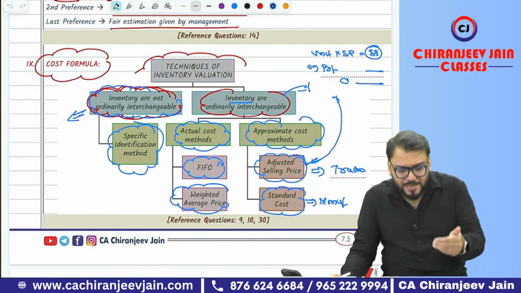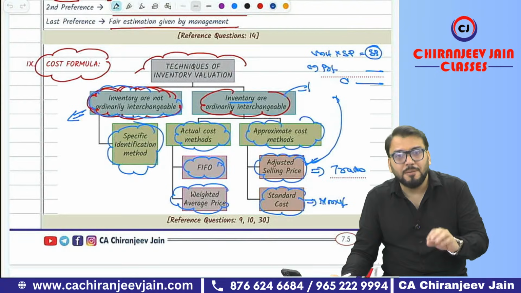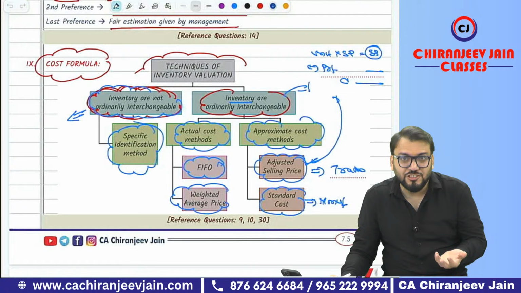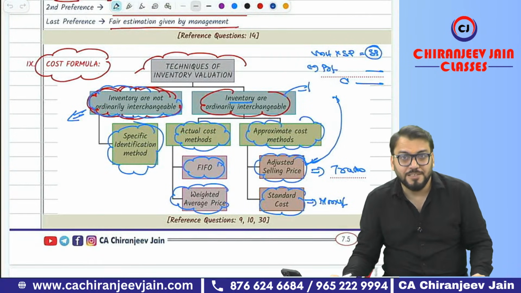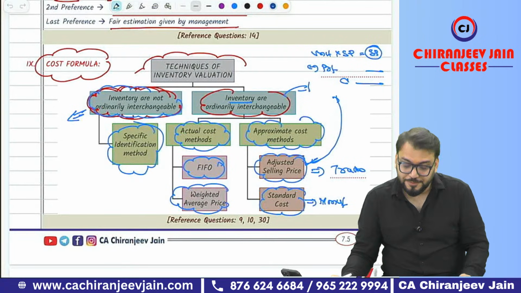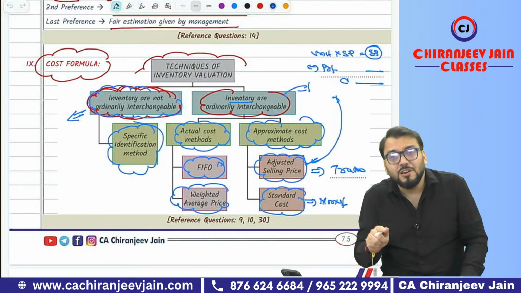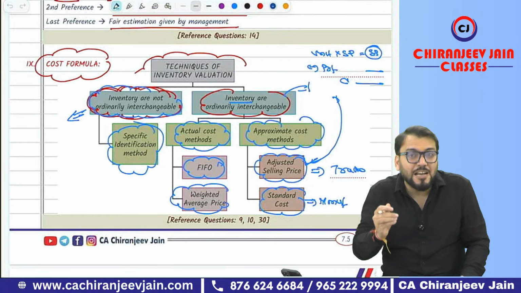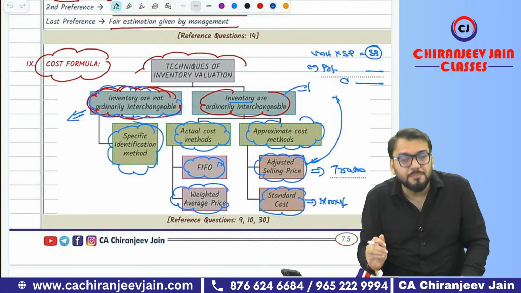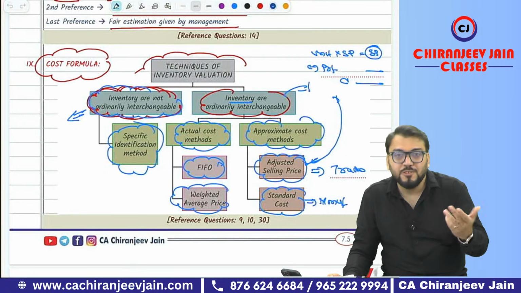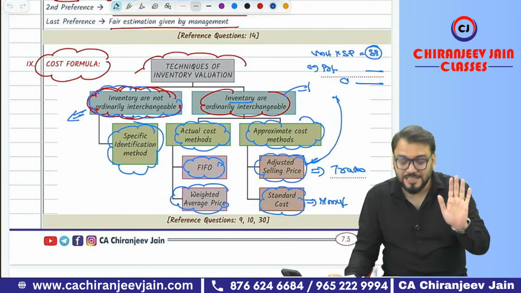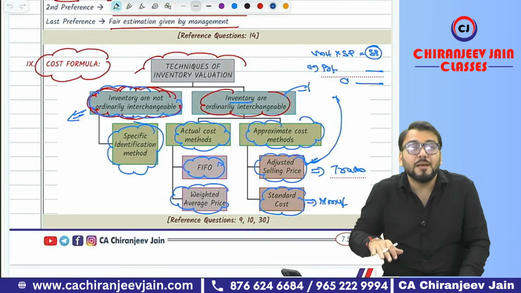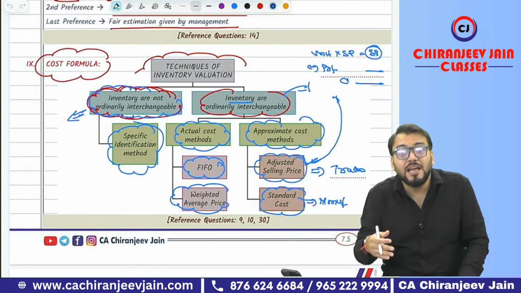So for this cost formula, inventories are of two types: inventories which are not ordinarily interchangeable, and inventories which are easily interchangeable. Inventories which are not ordinarily interchangeable, we apply the specific identification method to find out the cost price per unit. But for inventories which are ordinarily interchangeable, if the actual cost price is determinable, then we apply the FIFO method, first in first out, or the weighted average price method. LIFO is not applicable in India.